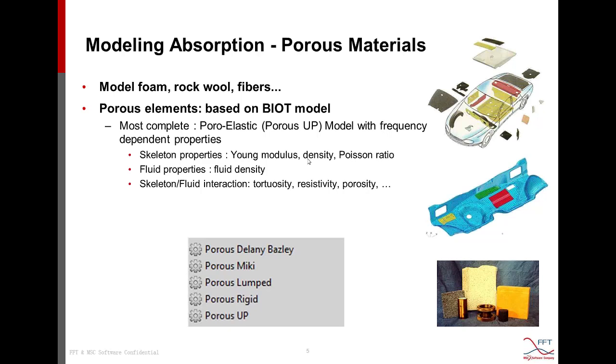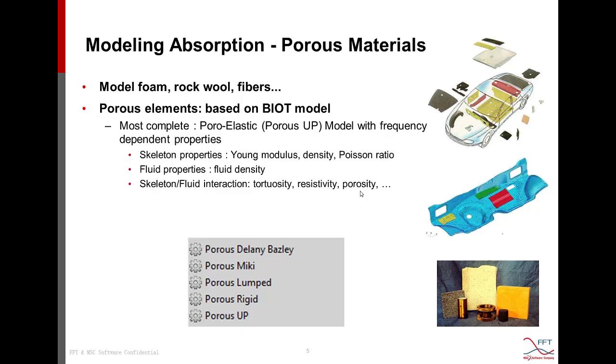And then through measurement, we can get several properties that are related to the skeleton and fluid interaction. For example, we have the tortuosity, which describes the global complexity of the micro channels in the porous material, the flow resistivity of the porous material, and the porosity, which is the percentage of the porous volume occupied by the fluid phase.